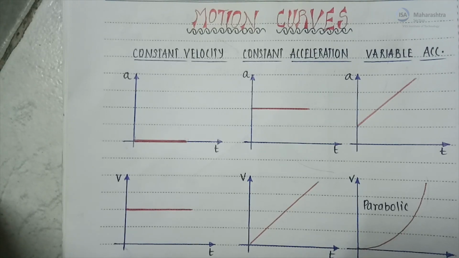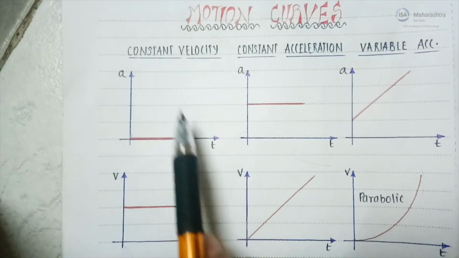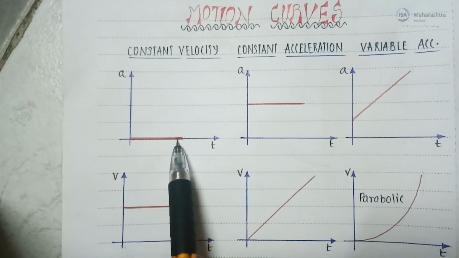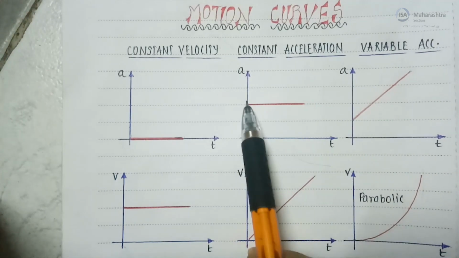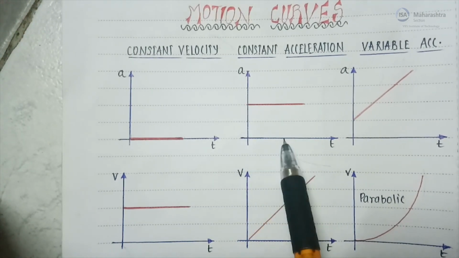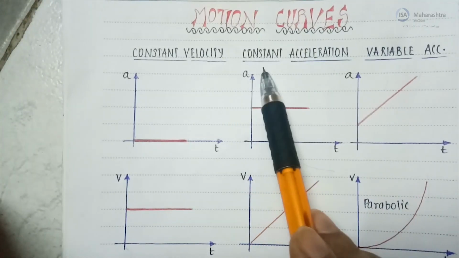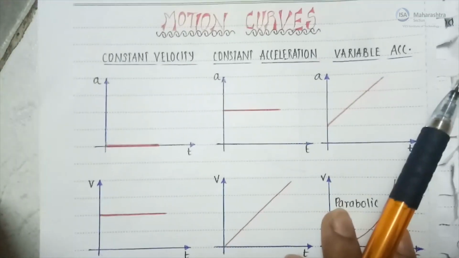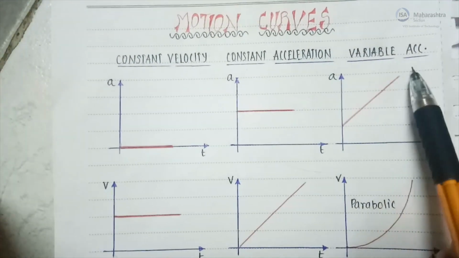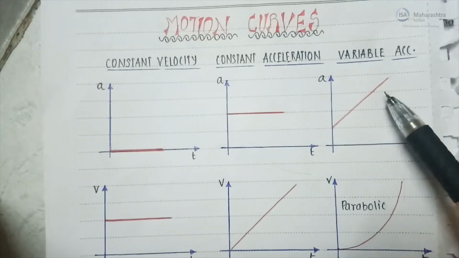So let's see it. At constant velocity, we have the acceleration versus time graph like this, that is 0. At constant acceleration, the acceleration versus time graph is like this, that is parallel to the x-axis, as the name already suggests, constant acceleration. So the acceleration is constant. Then variable acceleration, for variable acceleration, we have acceleration versus time graph, a straight line.